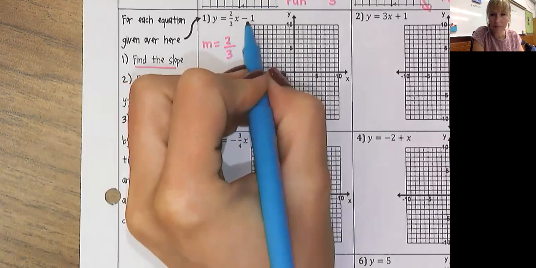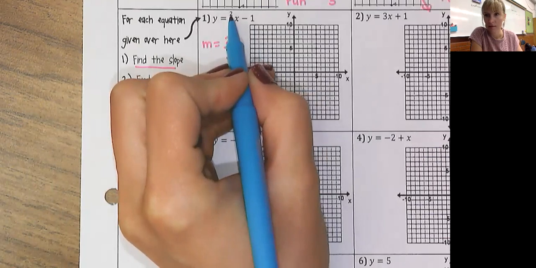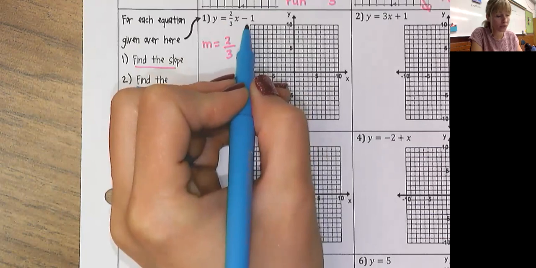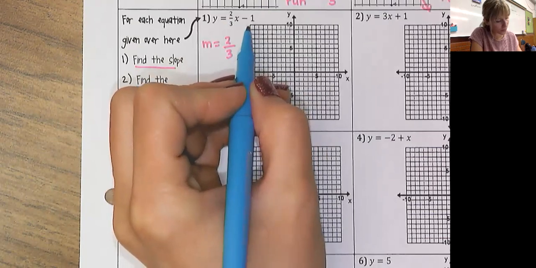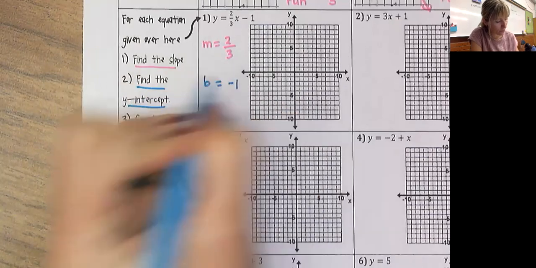Okay, the y-intercept is the constant value being added to the term with x. And I know you're looking at that going, Ms. McGowan, that's subtraction. But remember, subtraction is really just adding a negative, right? So it's truly all addition. All right, so the y-intercept is -1.